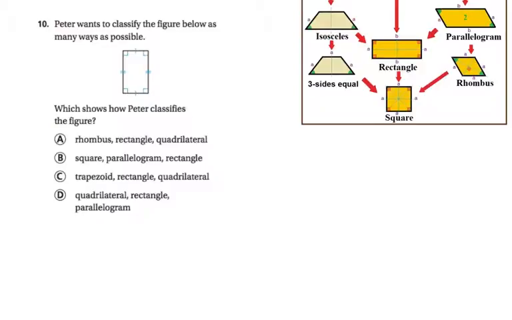Okay, Peter wants to classify the figure below as many ways as possible. So I put on here some of those images we saw not too long ago so that we can just remember. So look, here's a rectangle. We remember that a rectangle can also be a parallelogram. Okay? It doesn't mean that every parallelogram is a rectangle, but every rectangle is also a parallelogram. So I'm looking for rectangle, parallelogram.